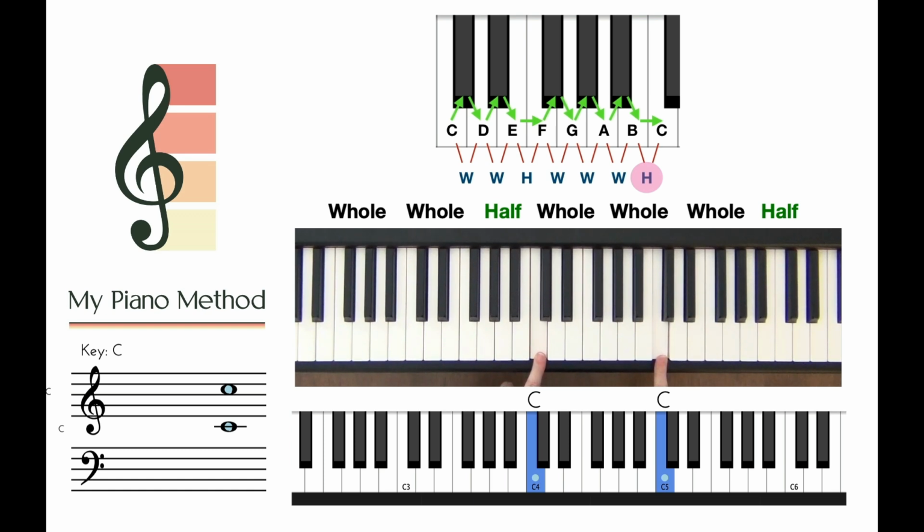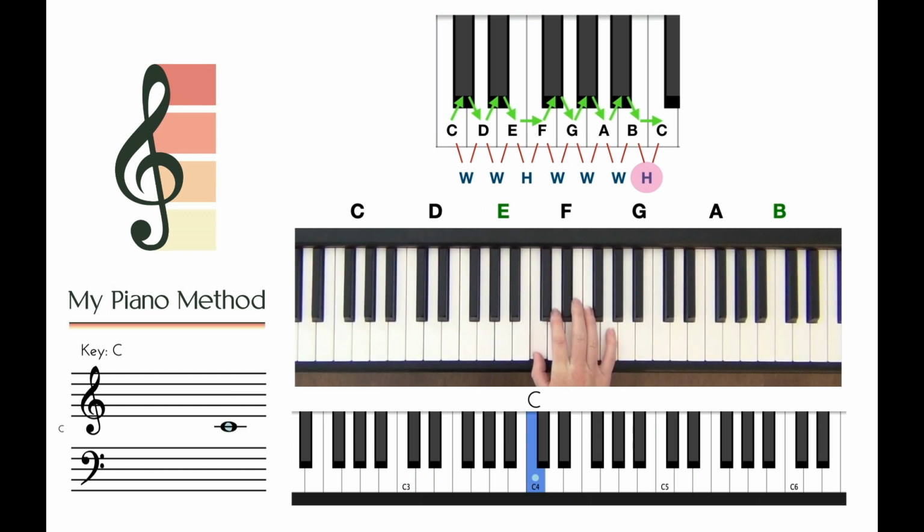And this is easy to see on the C major scale because we can see our half step here between the E and the F, and we can see our half step here between the B and the C. And it's why it's always good to remind ourselves of the formula on a C major. So whole, whole, half, whole, whole, whole, half. And that's our C major scale.